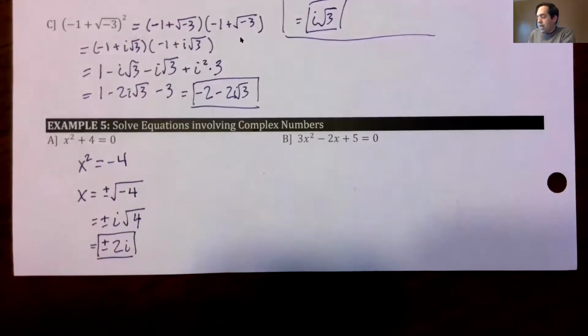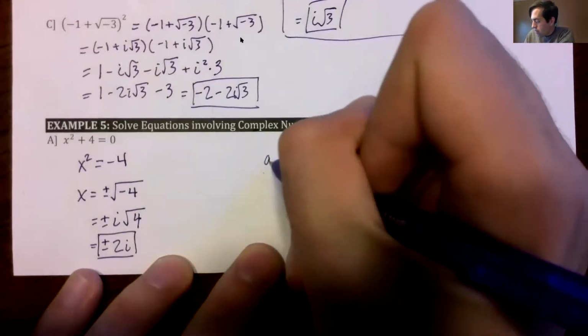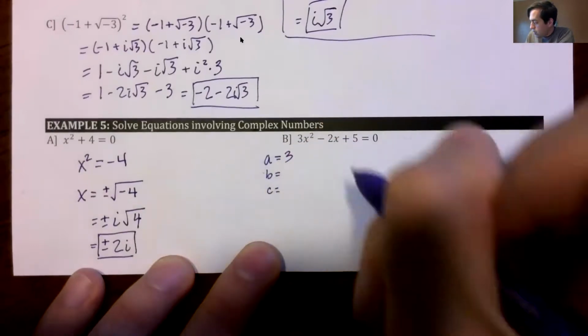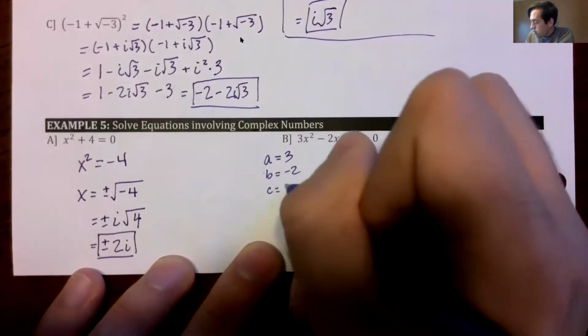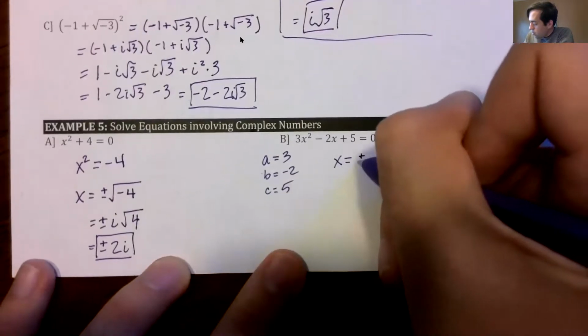In letter B, we are not so lucky. We have an x squared term and an x term. This is a quadratic, and it does not factor. And so what we're going to have to do is use the quadratic formula. So we have a, b, and c. A is 3, b is -2, c is 5, and our answers are going to be plus or minus.